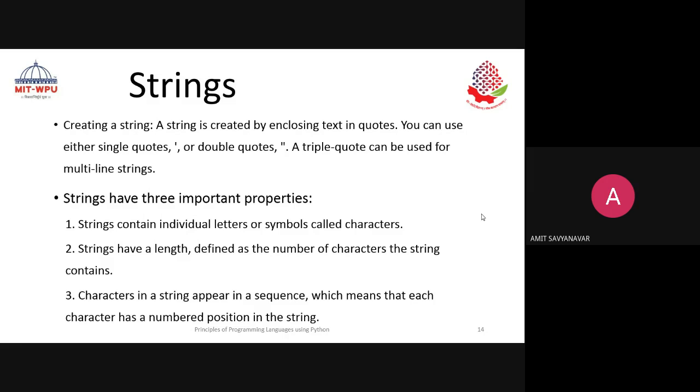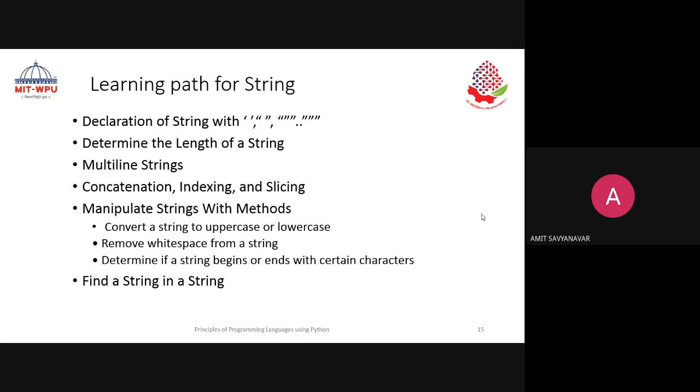Strings usually have a length associated with them, which defines the number of characters that they contain. The string is organized in a kind of sequence, wherein each and every character that is there in the string has an associated numbered position. Using that number, the particular character can be accessed in the string.